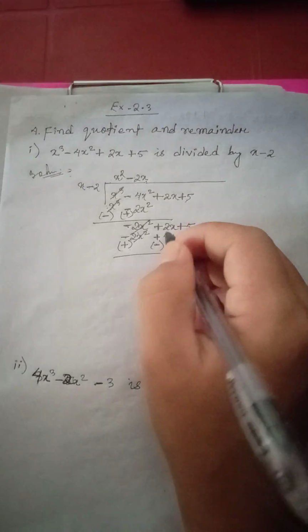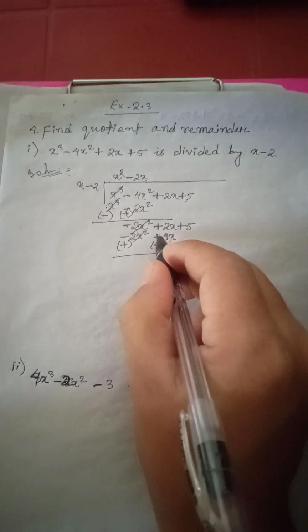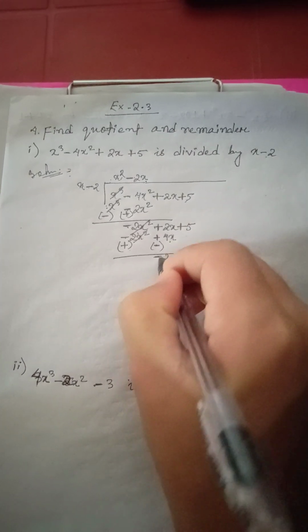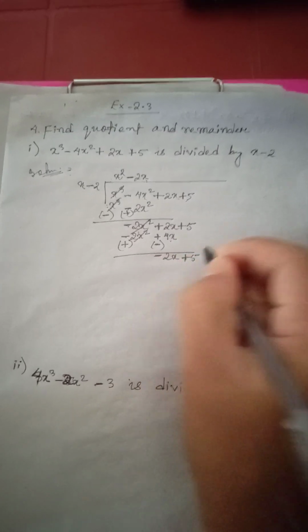Subtract this 2 from 4. If you subtract 2 from 4, how much will it be? It will be 2. And what is the sign just before the greater number? It is minus. Let us write minus here. And what is this? We have x plus 5.